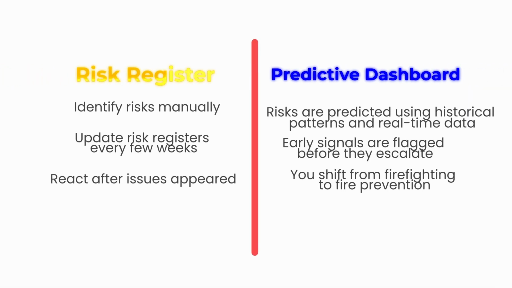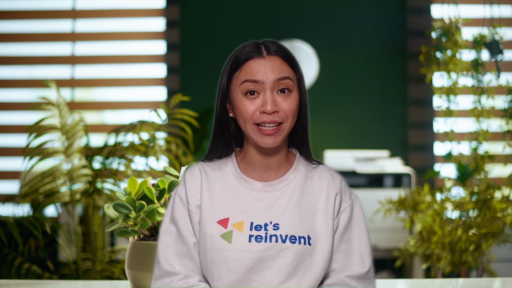Traditionally, risk management was reactive. Sometimes you identify risks manually, update risk registers every few weeks, and react after issues appeared. But with AI powered leadership, risks are predicted using historical patterns and real time data. Early signals are flagged before they escalate, and you shift from firefighting to fire prevention. As a pro tip, good leaders solve problems, but great leaders prevent problems.